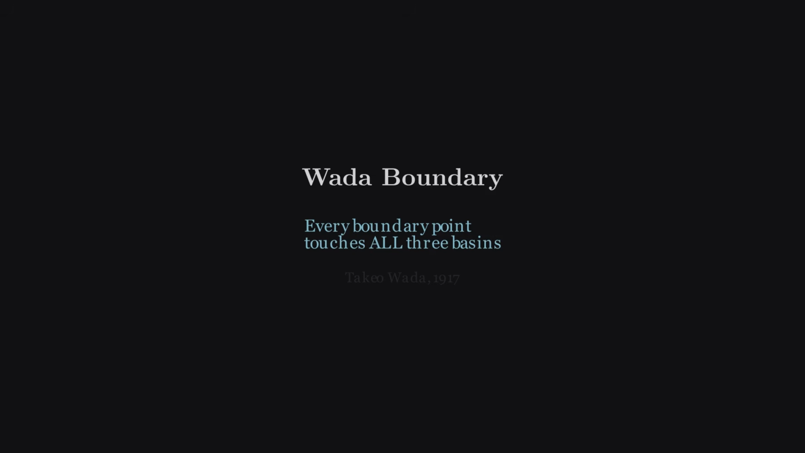This means there is no clean dividing line between any 2 basins. Between red and blue, green always intrudes. Between blue and green, red always intrudes. The boundary is a single fractal curve that simultaneously separates all three regions.